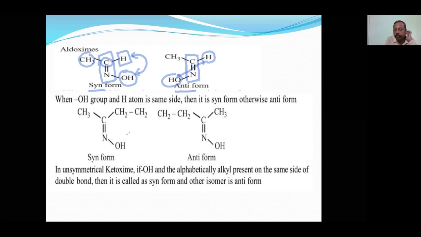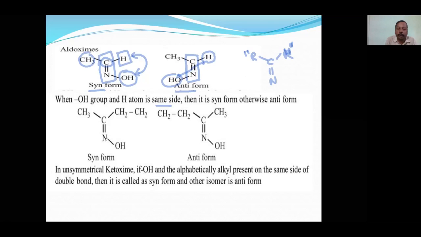First of all, how to identify aldoxime is clear now. Double bonded carbon with nitrogen; if it contains at least one hydrogen, then it is called aldoxime. If both are alkyl groups, then ketoxime. If both are the same, then symmetrical ketoxime. If both are different, then unsymmetrical ketoxime. Aldoxime will always show it: OH and H on the same side is syn, OH and H on opposite sides is anti.